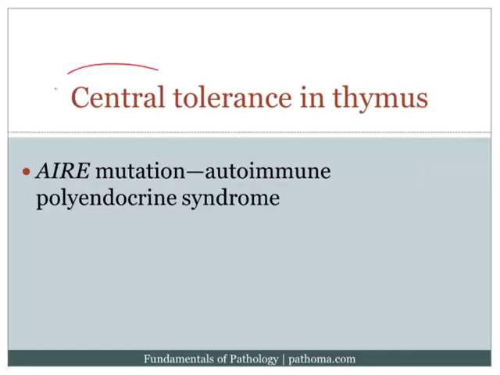Tolerance can occur centrally, which means that it occurs in the generative organs. It occurs in the organs in which the lymphocytes develop. Or it can occur peripherally, which means it occurs outside of the areas where the lymphocytes develop, instead in the peripheral tissues. So let's start with central tolerance. Central tolerance will occur in two places. It'll occur where the T cells develop, which is the thymus, and it'll also occur where the B cells develop, which is going to be the bone marrow. So we're going to focus on the thymus and then we'll move to the bone marrow in a moment.